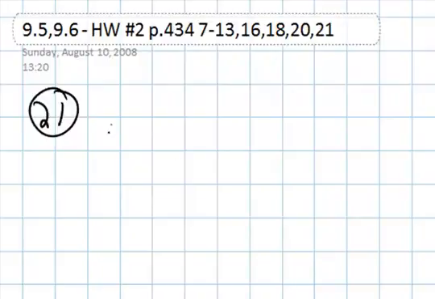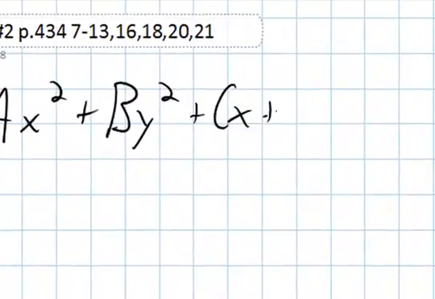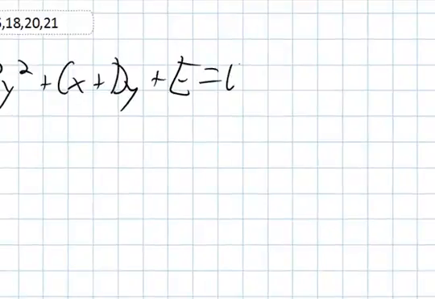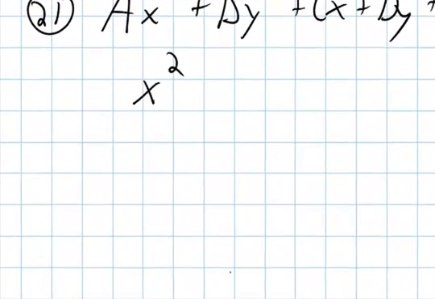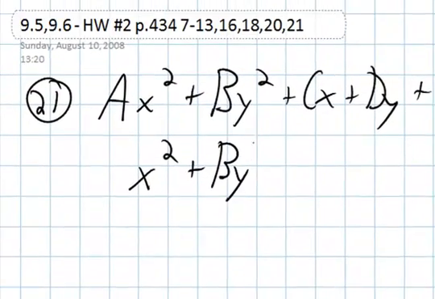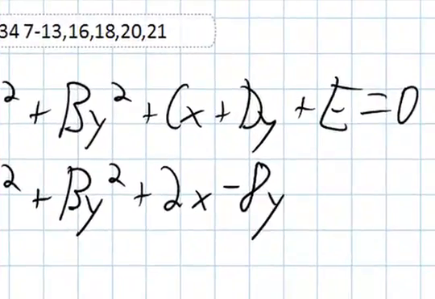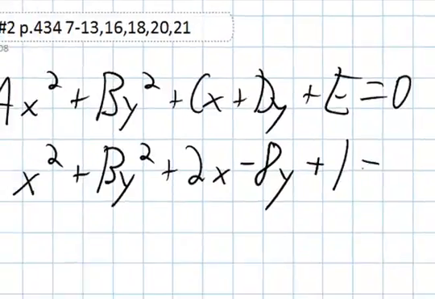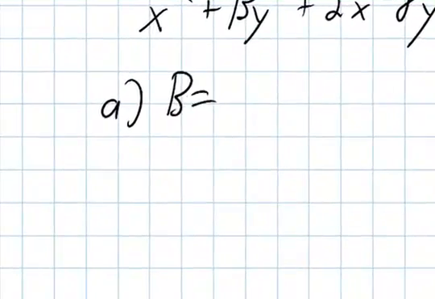Question 21 starts with ax squared plus by squared plus cx plus dy plus e is equal to 0. Then it says a is equal to 1, b we don't know yet because that's what's going to change in the different parts, c is equal to 2, d is equal to -8, and e is equal to 1. Part A says, what would happen if b was equal to 0?